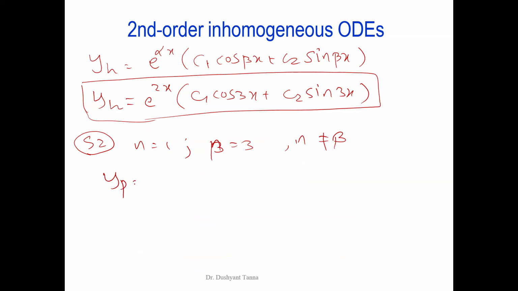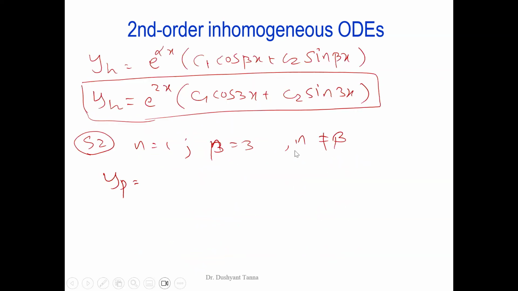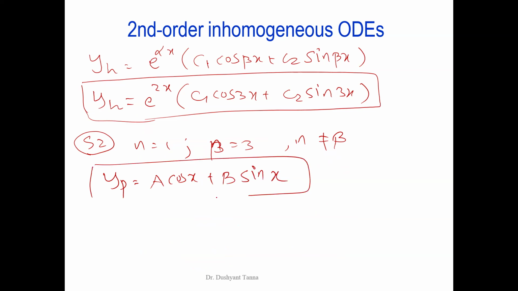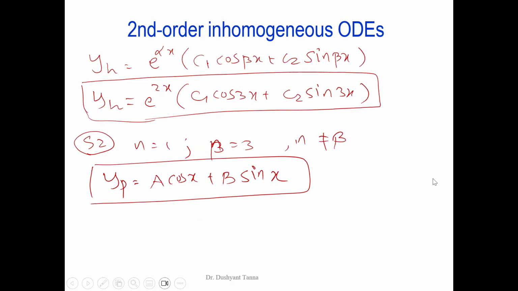So our YP, just follow the value from the table. A cos nx, B sin nx, right? A cos x plus B sin x, because your n is 1. This is our YP. We are not given any initial condition, so your step 4 will not be required. Now we have to obtain y double dash and y dash values and plug them into the equation, compare to get the values of a and b.